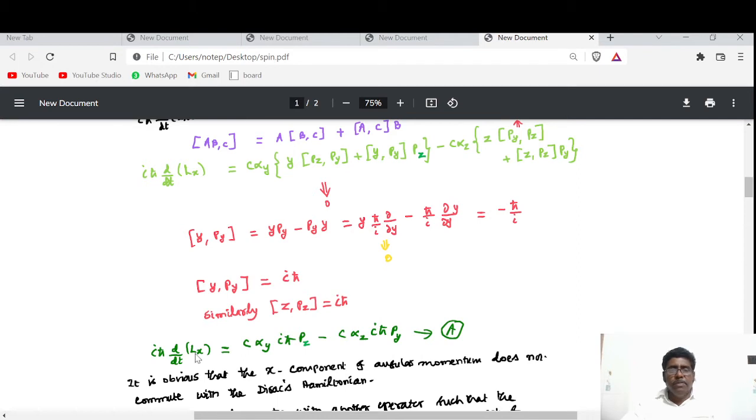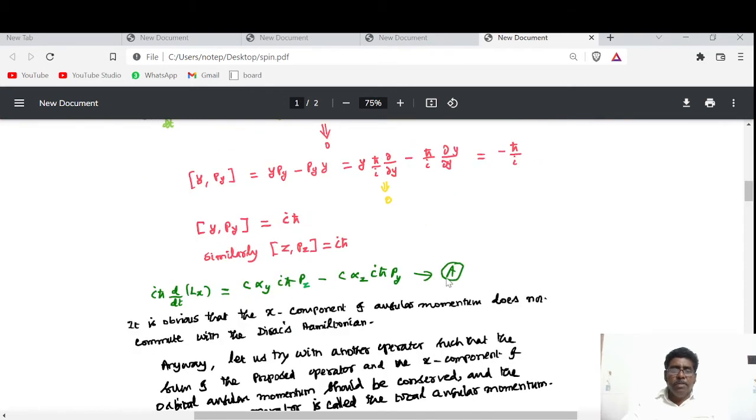Lx equal to Cαy into, this term is 0, this is iħ. So iħ then Pz, minus Cαz into this term, the value [Py, Pz] inside the square bracket is equal to 0. [z, Pz] value is iħ. So minus Cαz iħ into Py. So we had the equation A.